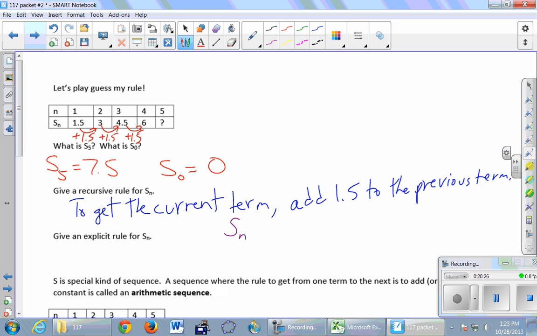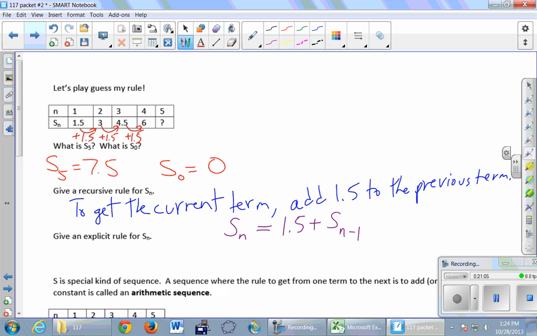Okay, to get the current term, we're supposed to add 1.5. So 1.5 plus, and then what's our notation for the previous term? S sub n minus 1. That's it. Any questions on the recursive rule? Okay, that is the recursive rule right there.